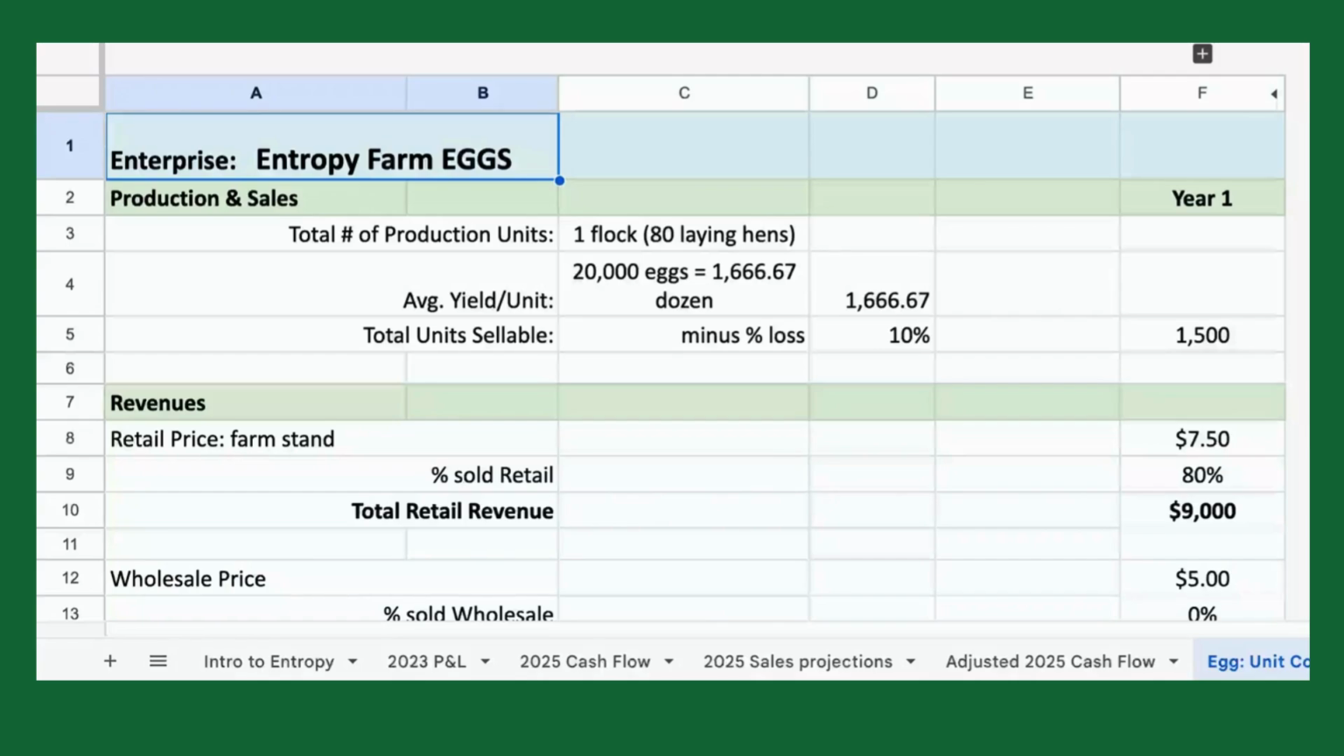And here's an example from this diversified farm, Entropy Farm, that raises both a couple acres of veggies and has a flock of 80 laying hens. So this spreadsheet was built from a template that Bo Dennis here at MOFGA created, and it's used in our beginning farmer courses. And Entropy Farm is producing 1,666 dozen eggs each year, and then they're also accounting for about a 10% shrink. That is, 10% of their eggs will be unmarketable or not make it to market. So that in the end, Entropy Farm is going to have 1,500 dozen eggs to sell.